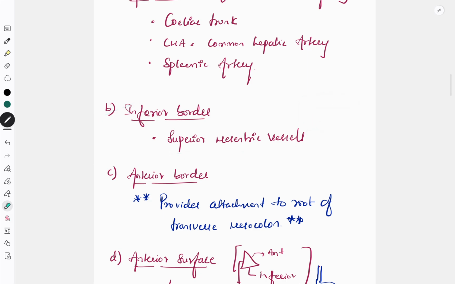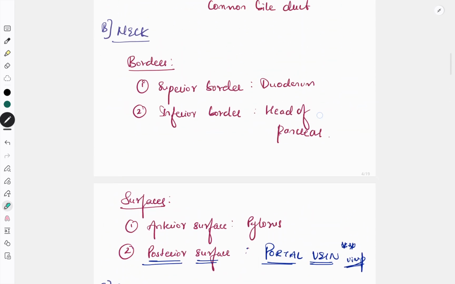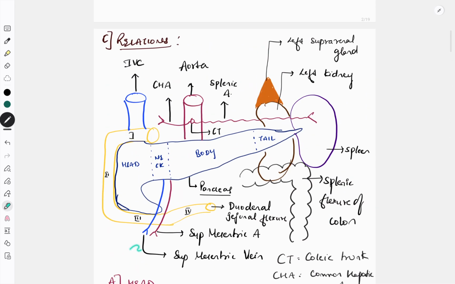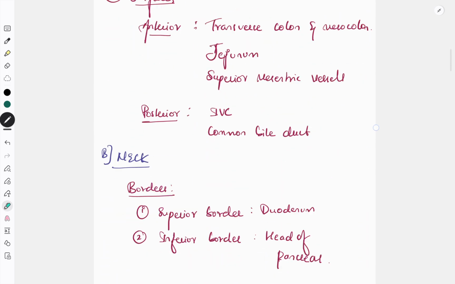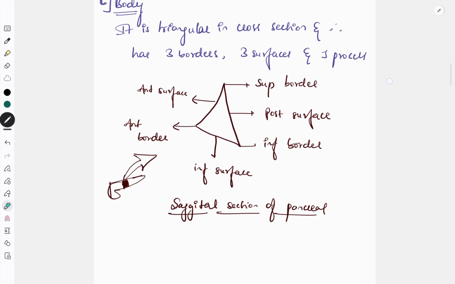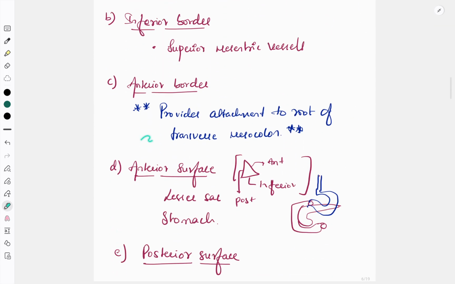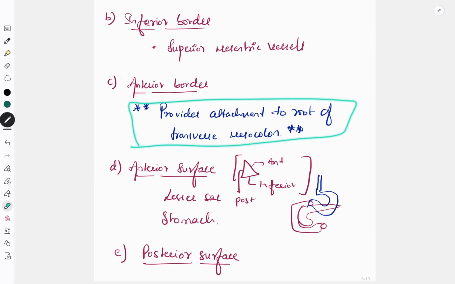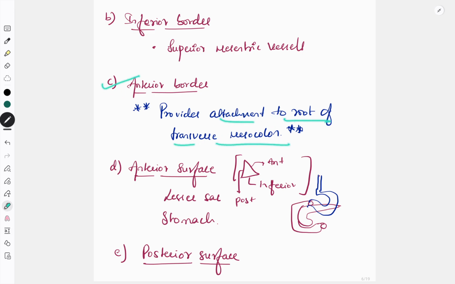Now the anterior border. The anterior border, what does it do? It provides attachment to the root of transverse mesocolon. So that is nothing but in this diagram. I told you the transverse mesocolon goes like this, right? So the anterior surface, it will be elevated like this. So this thing provides attachment to the root of your transverse mesocolon. It's very important to remember, and usually people tend to forget that. That's why I have written it in a different color so you don't forget it. Provides attachment to the root of the transverse mesocolon. This is the anterior border.